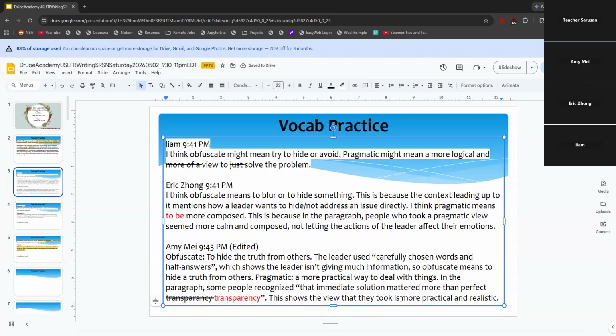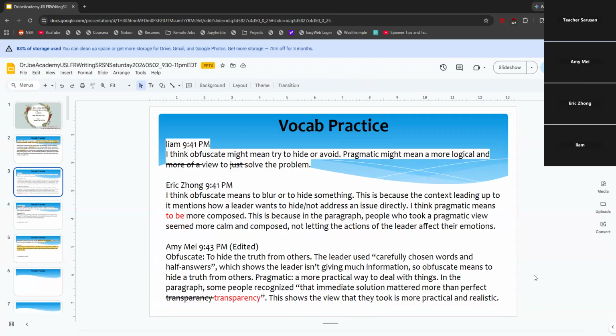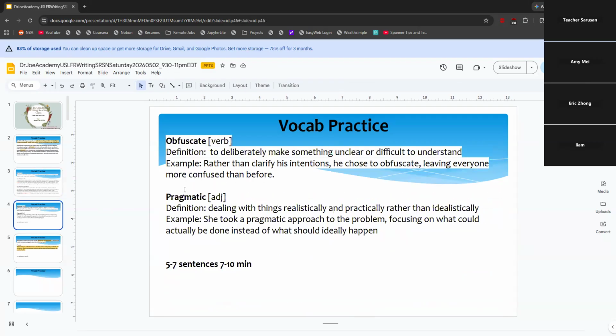This shows the view that they took is more practical and realistic. All right, very well done to all you guys. I think we're pretty much spot on with our answers so far. I think obfuscate might be a little different from what you guys have said, but pragmatic, you guys did a great job so far. Let's look at the actual definitions here.